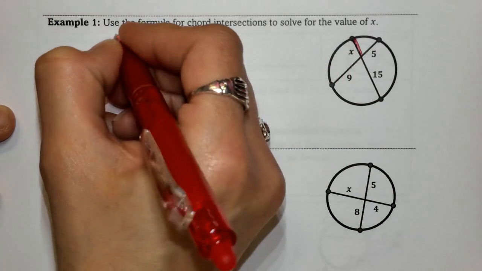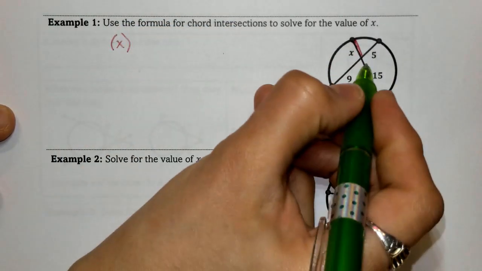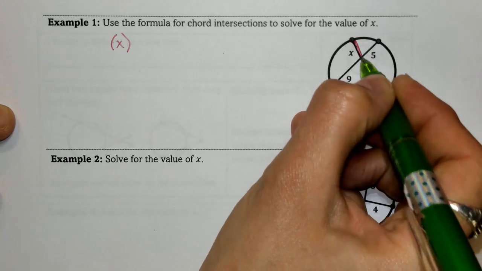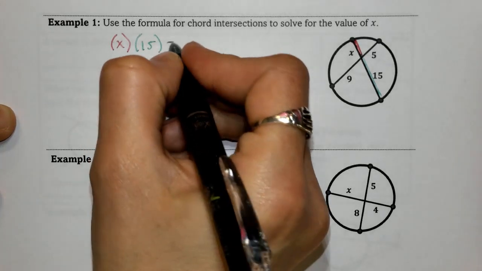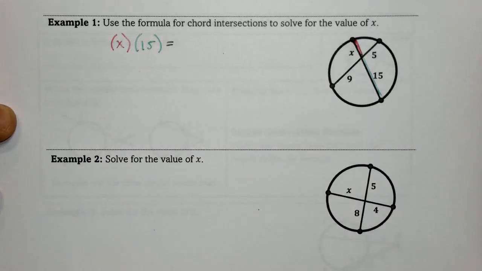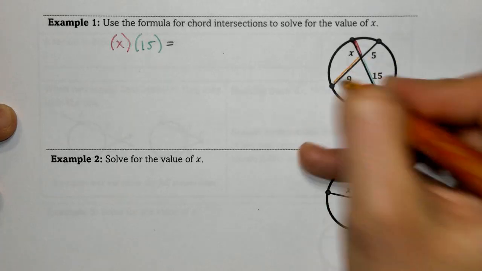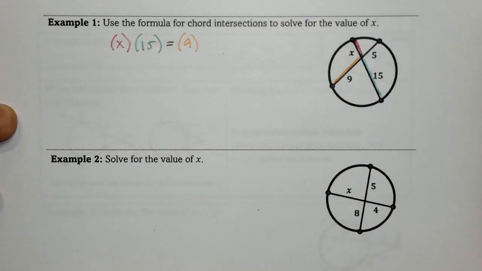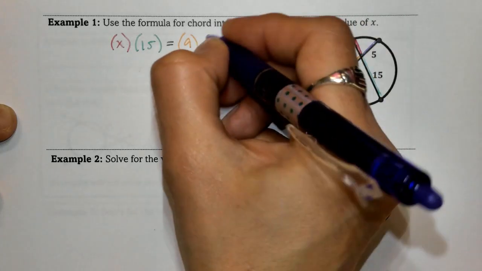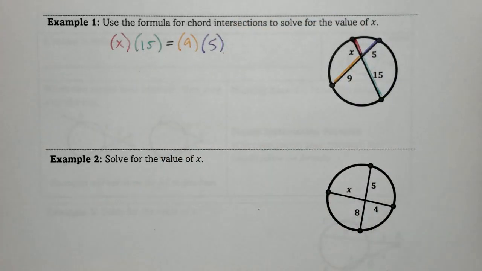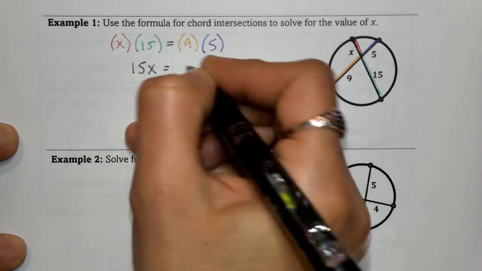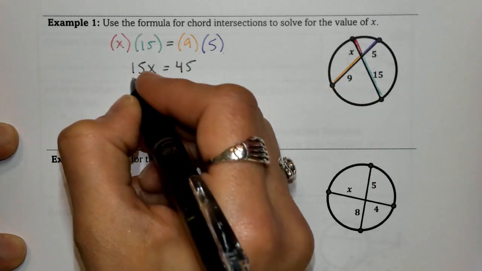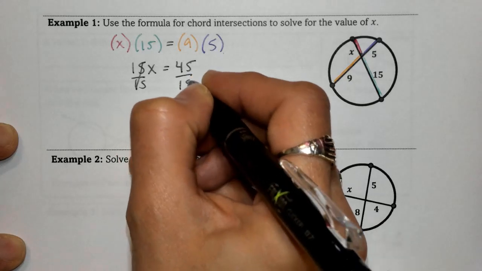This part of x times the other part of that same exact chord times 15. This will be equal to the other chord's two parts, the 9 times the 5. Again, making sure that you're seeing the parts of the same chord are on the same side of the equal sign. So this breaks down to 15x, once we do the products, equals 45. When we divide by 15, we're going to find that x is 3.